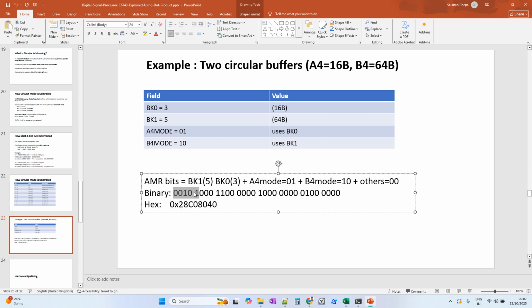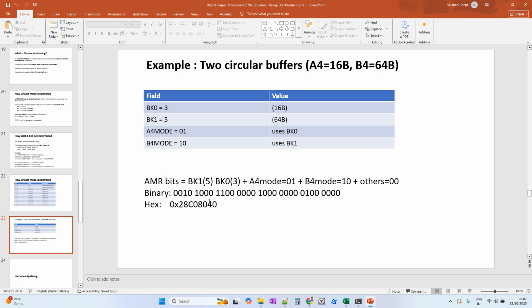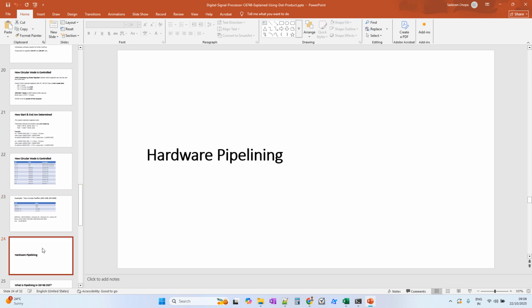So that's the idea. If you represent this in hexadecimal, this is what comes out. This value has to be given to the AMR register. Then A4 and B4 we can use as circular buffers. So that's the idea. Next we will come to hardware pipelining.